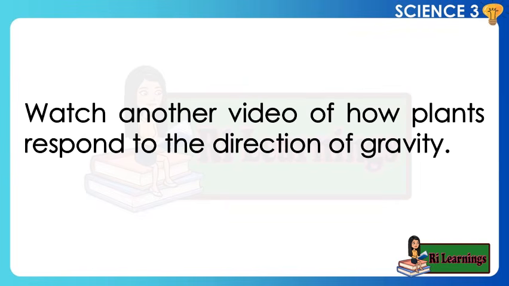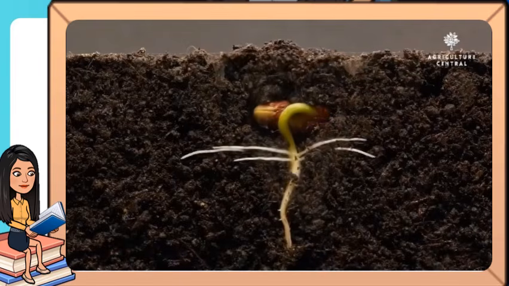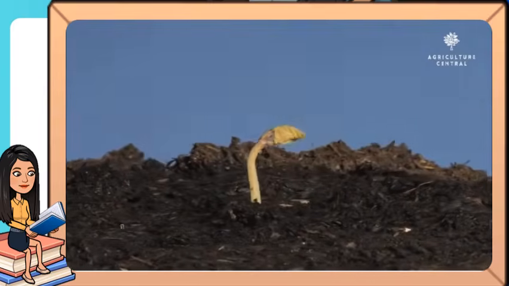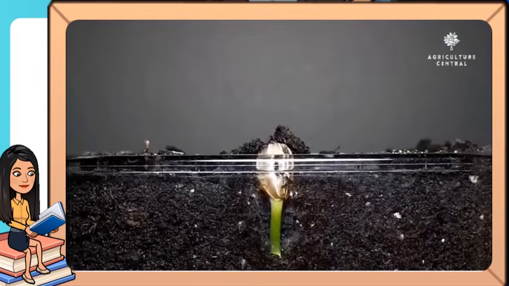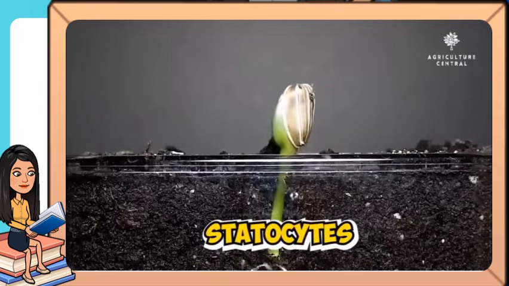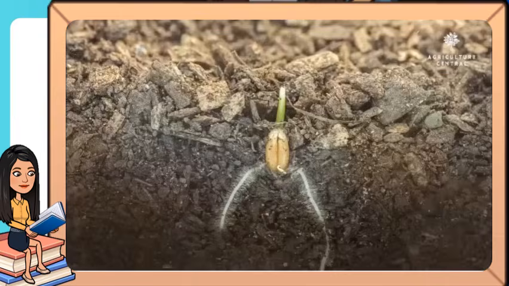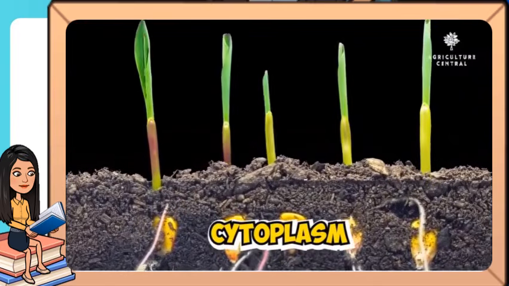Two. Watch another video of how plants respond to the direction of gravity. Plants use gravitropism to make sure their roots grow downward into the soil, where they can find the water and nutrients they need to survive, while their stems and leaves grow upward towards the light. This is crucial for the plant's survival, and it's all thanks to specialized cells called statocytes. Statocytes are found in the roots and shoot tips of plants and contain tiny organelles called amyloplasts, which are filled with starch and denser than the surrounding cytoplasm.